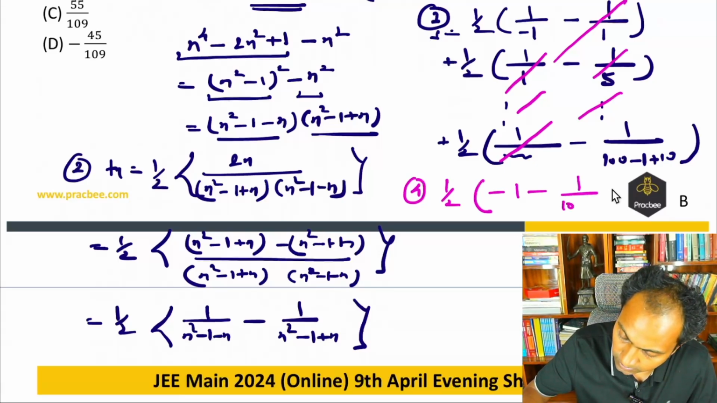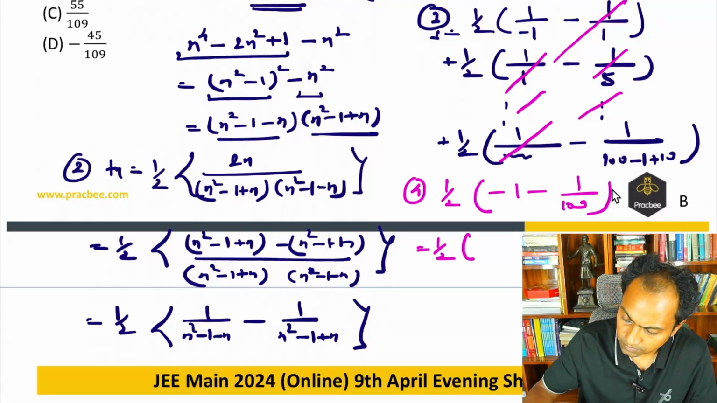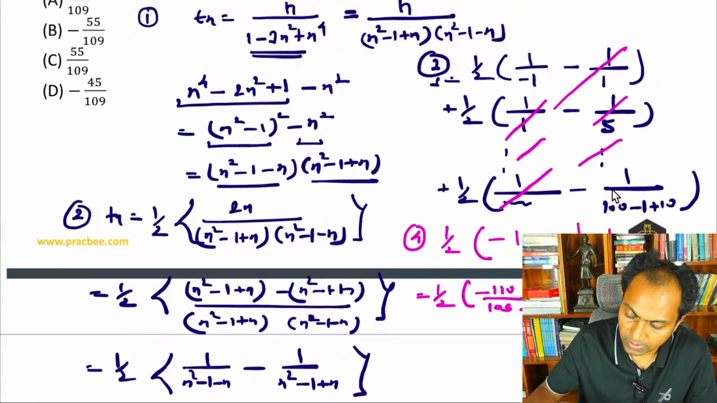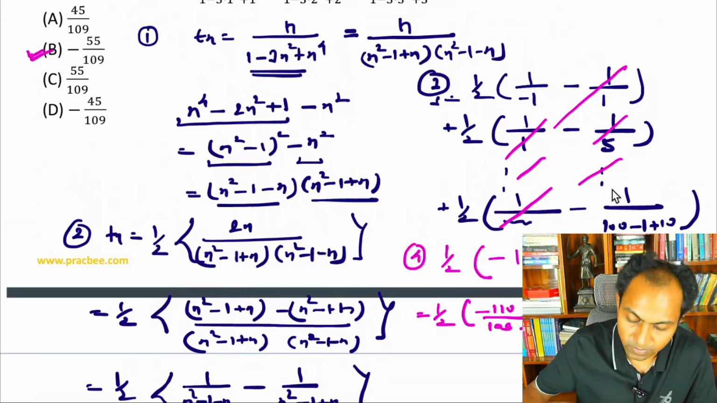So this will become 109. I can simplify and get my final answer. So it comes out to be nothing but minus 110 by 109. So I can simplify and this comes out to be B option, that is nothing but minus 55 by 109.